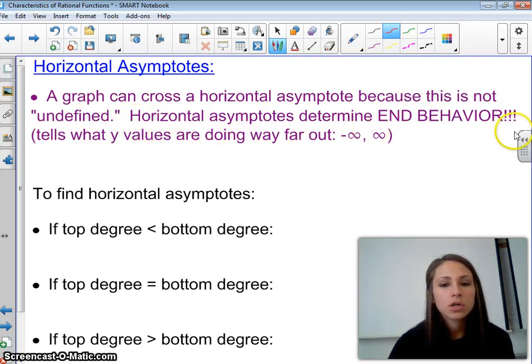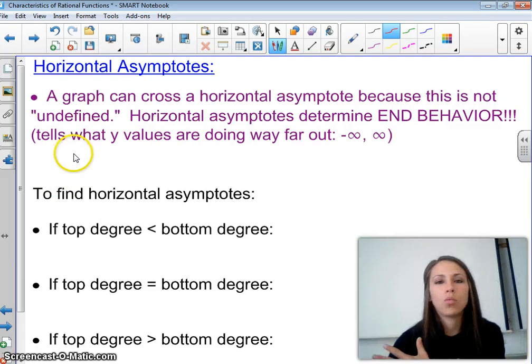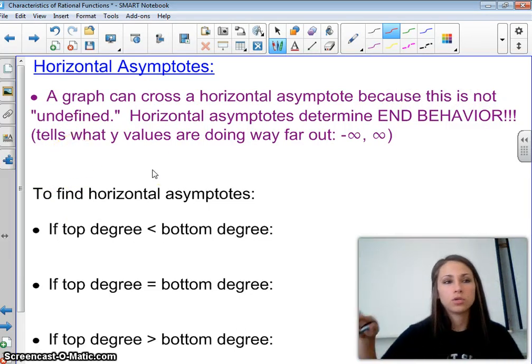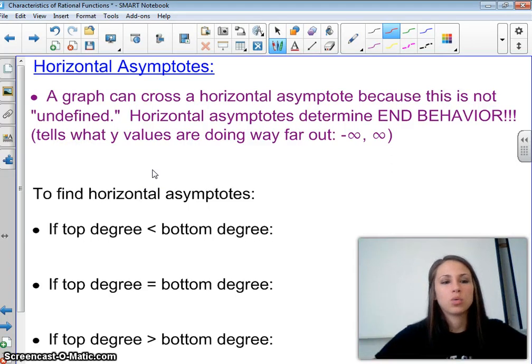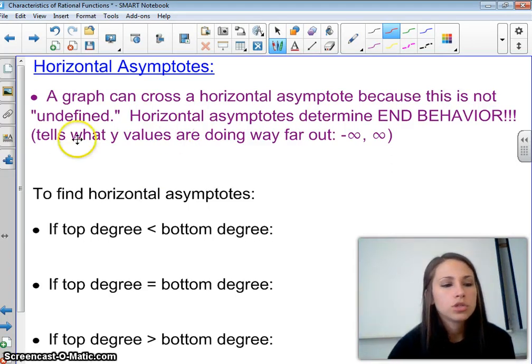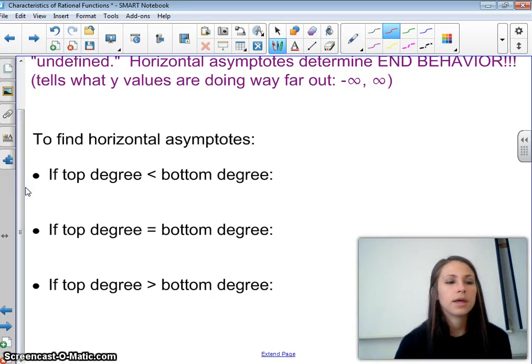Horizontal asymptotes are just used to determine the end behavior, and that is what happens to the y values as we get way far out. So like the negative infinity or positive infinity on the x-axis, what are the y values doing? There are some rules that you have to follow when finding horizontal asymptotes, and I'll hopefully tell you a way that'll make it easier to remember these in just a second.